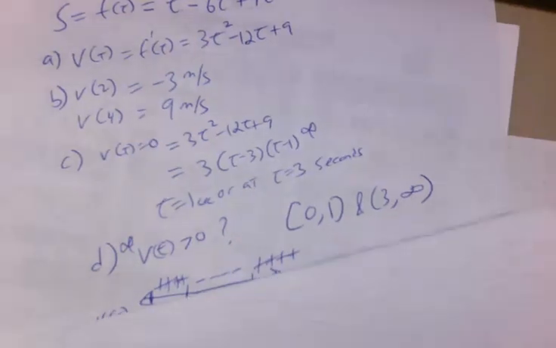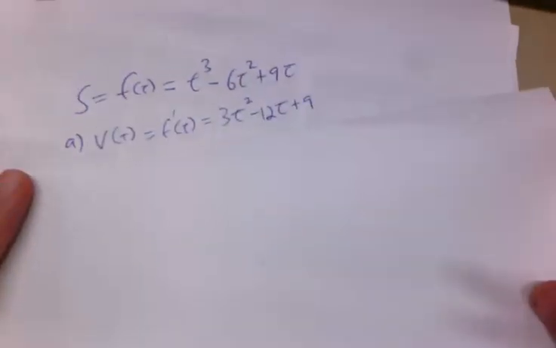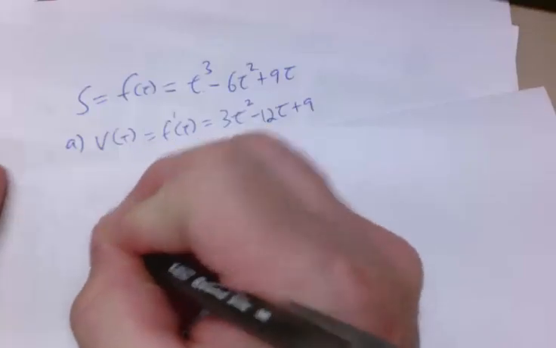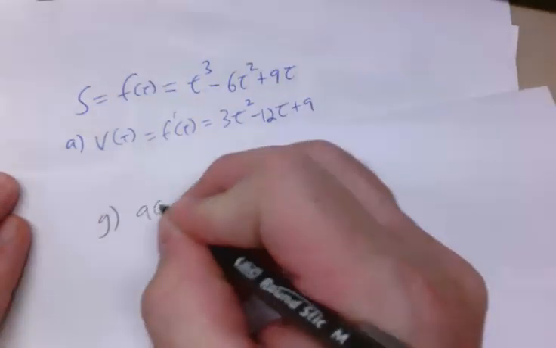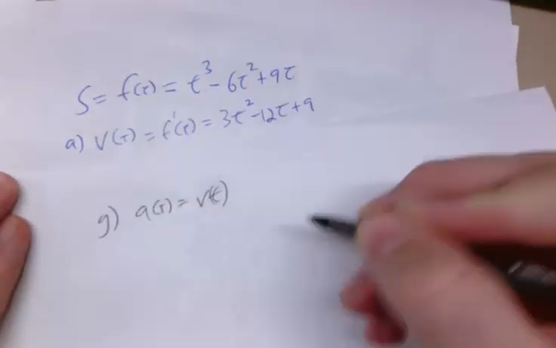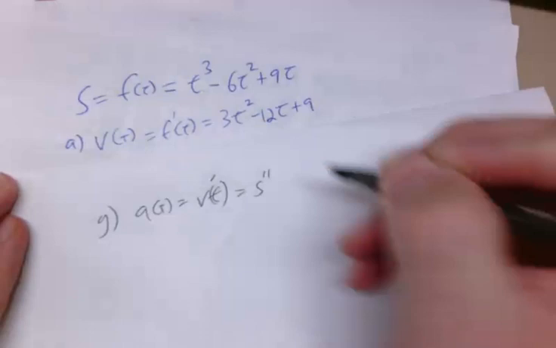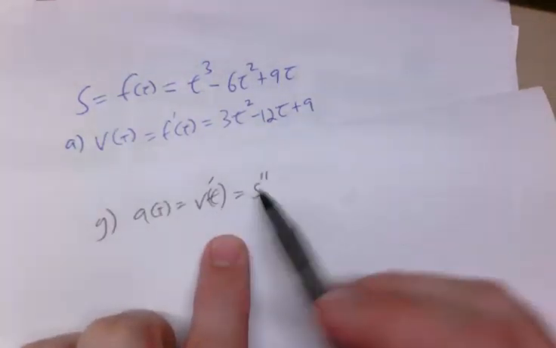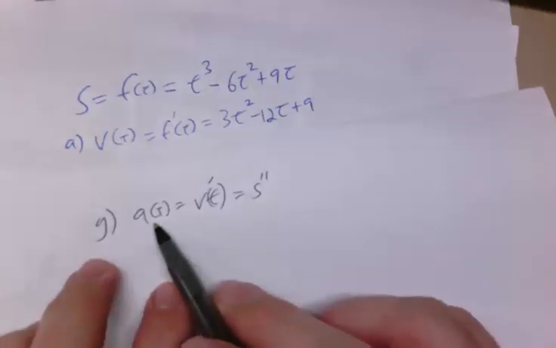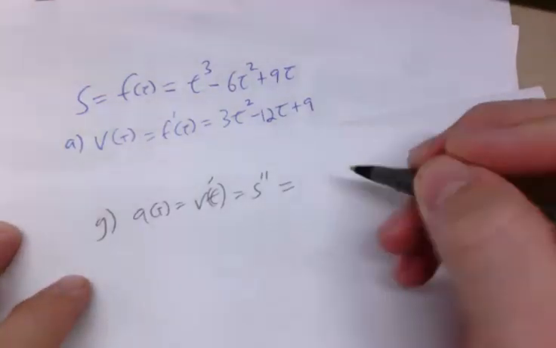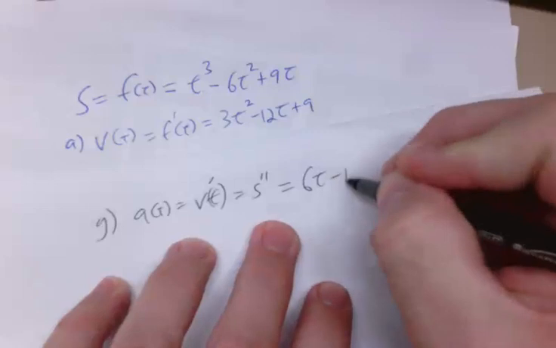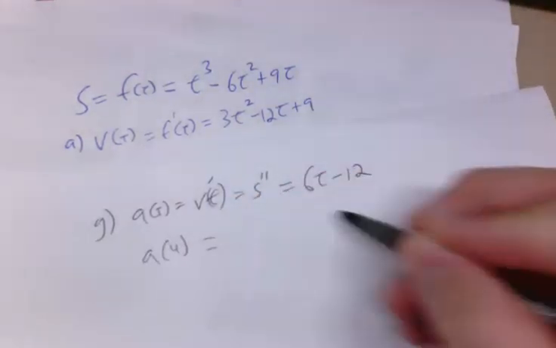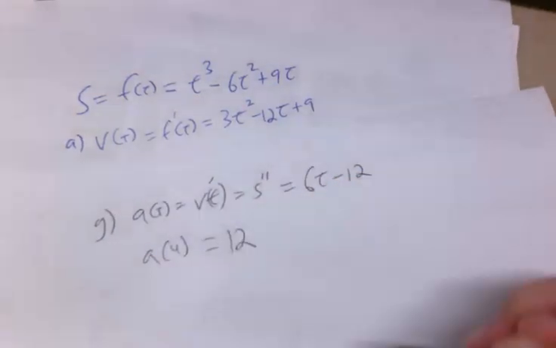So to get the acceleration function, I'm just going to work right off of the velocity function. So this is part G probably. G is going to be: acceleration is the derivative of velocity, which is also the second derivative of position. I'm just showing this for the sake of being thorough, but I would just write the acceleration function a of t, and that's going to be 6t minus 12. And if they want the acceleration at 4 seconds, that's just 24 minus 12, which is 12.